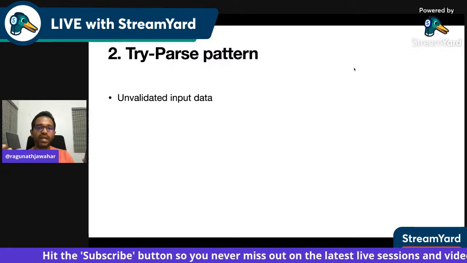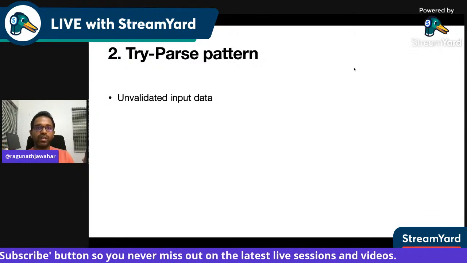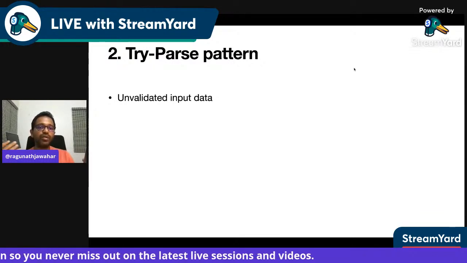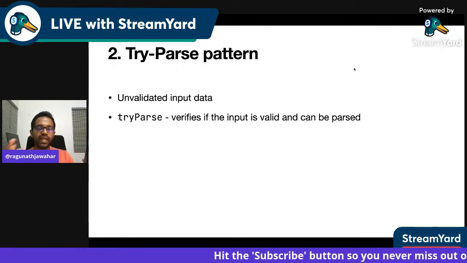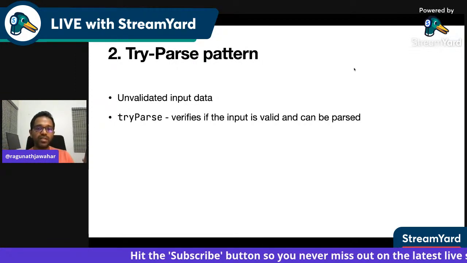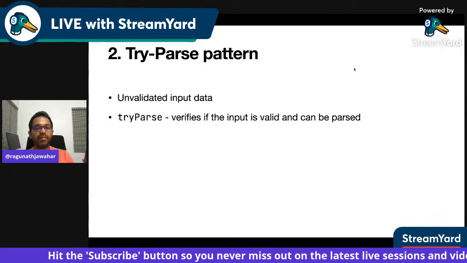But if you're going to pass a string that contains a non-numeric character, then it's going to throw an exception, right? So in this case, it's essential for you to name the function appropriately. So what we do is we create a type function called tryParse, which verifies if the input is valid and can be parsed, right?